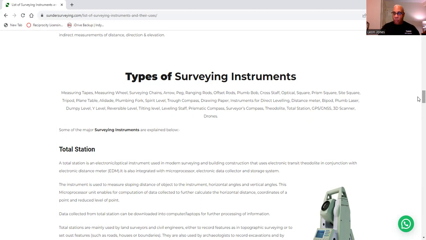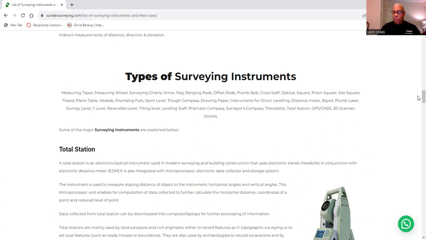Some of the instruments that are used in surveying, and I've already talked about some: measuring tapes, measuring wheel, surveying chains, arrow, peg, ranging rods, offset rods, plumb bob, cross staff, optical square, prism square, sight square, tripod plane table, alidade, plumbing fork, spirit level, trough compass, drawing paper, instruments for direct leveling, distance meter, bipod, plumb laser, dumpy level, Y level, reversible level, tilting level, leveling staff, prismatic compass, surveyor's compass, theodolite, total station, GPS, GNSS, 3D scanner, and of course, drones.